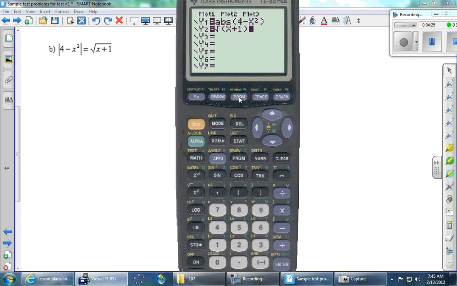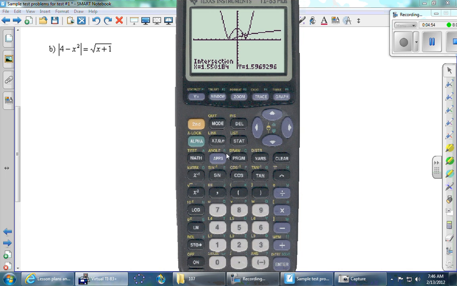And I'll go ahead and do the standard window again. So we'll do zoom and then number 6. That's the -10 to 10 and then -10 to 10. And again, we see it looks like 2 points of intersection right in there. If you want to change your window to make those things look bigger, that's fine. But I think that we can find them just in this current window. So we'll do second calc. And then number 5, intersect. And then first curve, enter. Second curve, enter. Guess, enter. And it looks like the first answer, which is the left-hand point, you can see the cursor is over there on the left, is about 1.55, and we'll play the same game on the right.